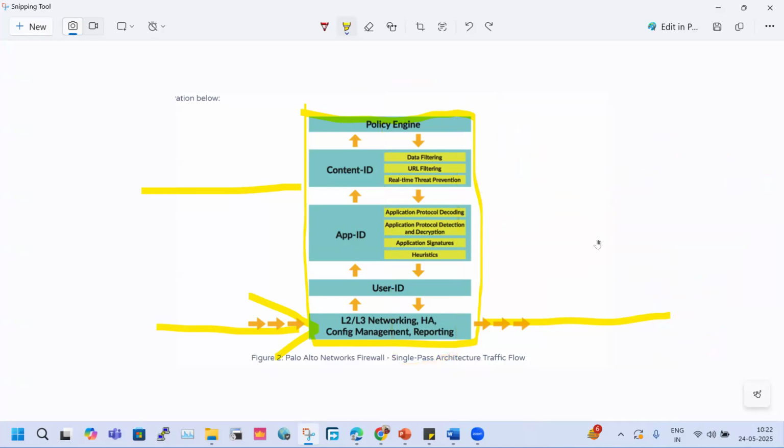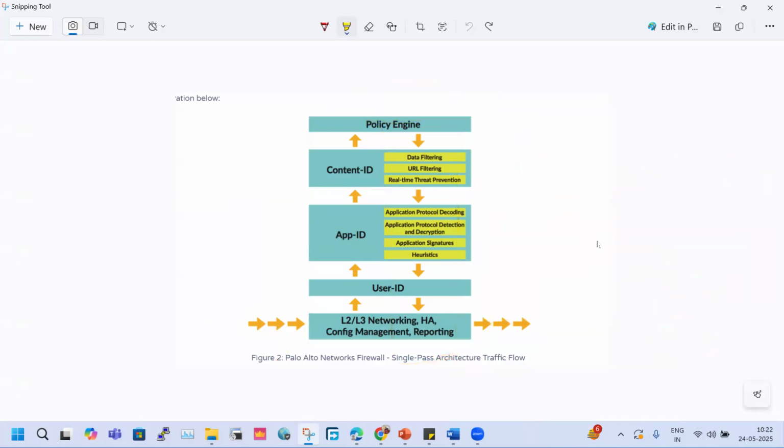So I have one question here. This application ID, content ID, data filtering, URL filtering, real-time threat prevention, this protection or filtering, is it for incoming traffic coming from outside via internet or MPLS, or is it for LAN also? Yeah, that depends how you are configuring your policy, right?